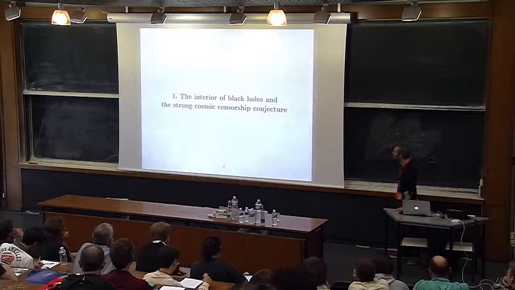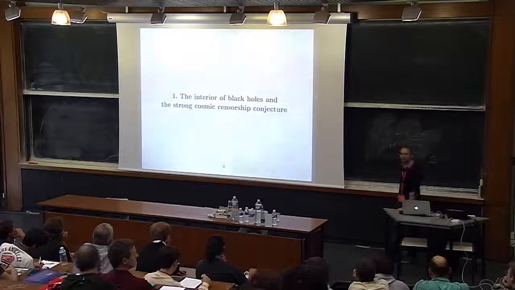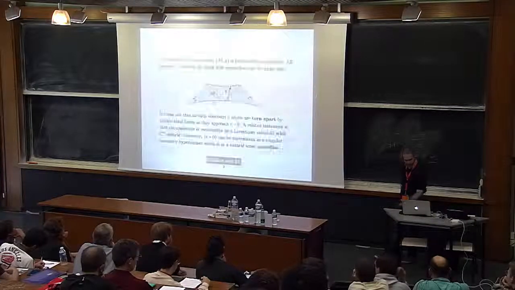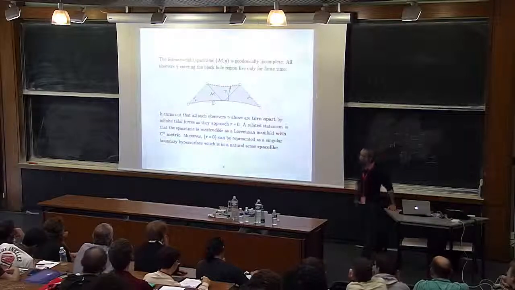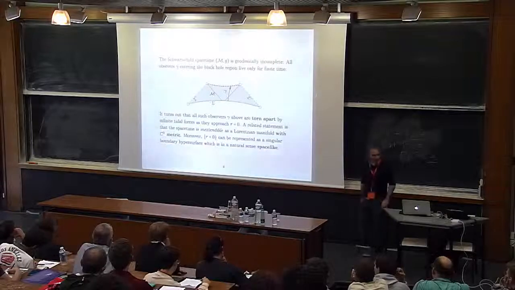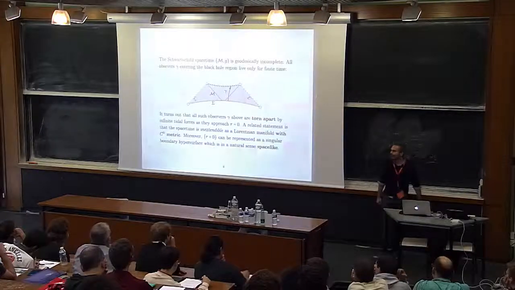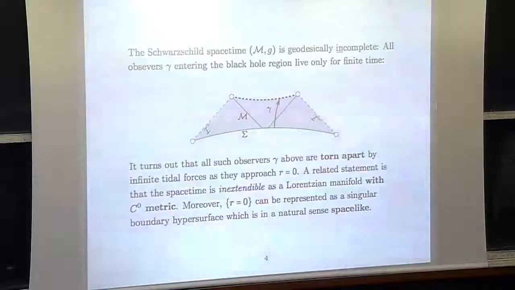So let's begin with the interior of black holes that we know and love, and how that leads us to the strong cosmic censorship conjecture. The whole discussion begins with Schwarzschild spacetime, which I'll assume you're all familiar with by now. We all know that Schwarzschild spacetime is geodesically incomplete. More specifically, all observers gamma which enter the black hole region, such as the one depicted here, live for only finite time. So the proper length of these time-like geodesics is finite.